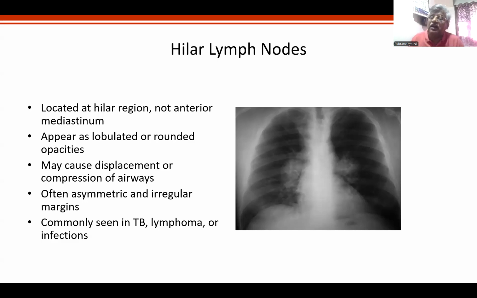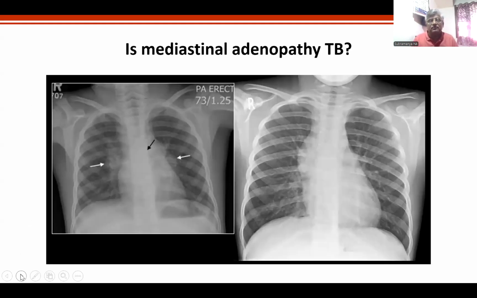Don't tell me hilar lymphadenopathy is a graveyard. You can make an analysis. You continue to debate this in WhatsApp groups that you are having. You will make a diagnosis. Is mediastinal adenopathy a TB? I have answered for you. But you need a CT scan.